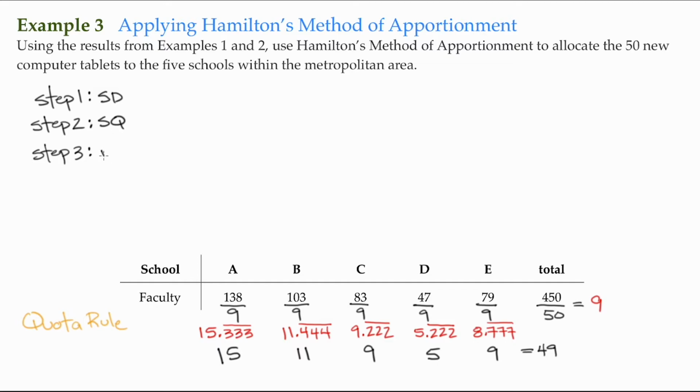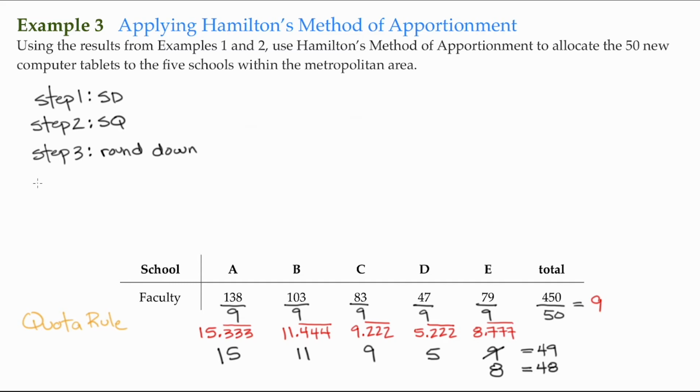So for step 3, Hamilton said to round down. No matter how large the fractional result is, round everything down. So this was rounded down to 15. This was rounded down to 11. For school C, this was rounded down to 9. D, this was rounded down to 5, and for the final school here, this was rounded up to 9. But Hamilton says to round down. So we're going to round this down to 8. However, now when we go ahead and we add all this up, that equals 48. So now we're left with 2 leftover tablet computers rather than 1.